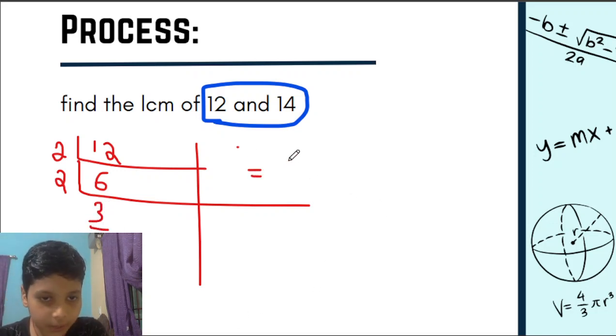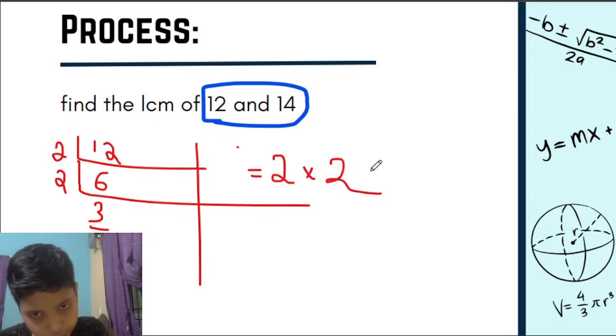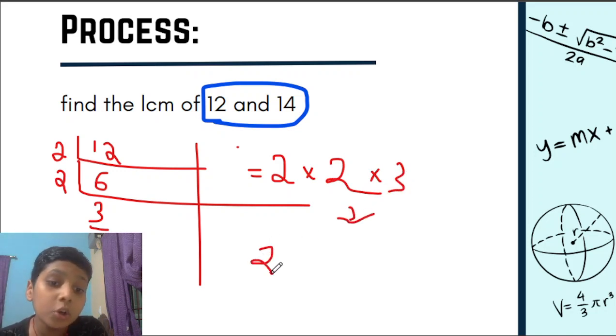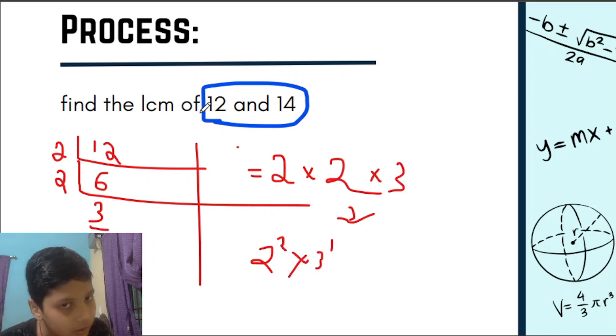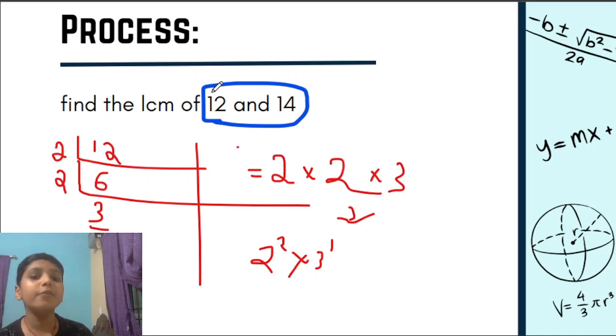So what's the prime factorization of 12? 2 into 2 into 3. Otherwise we can say this as 2 to the power of 2 multiplied by 3 to the power of 1. Done. Now we have done 12.